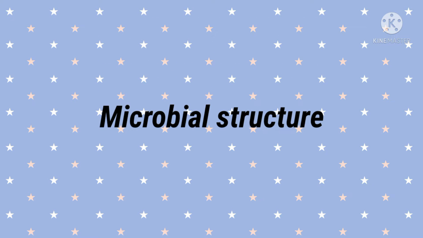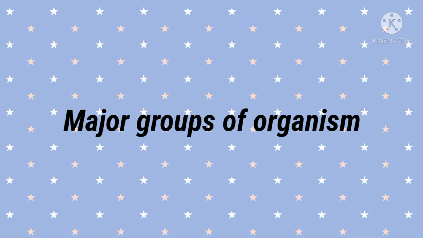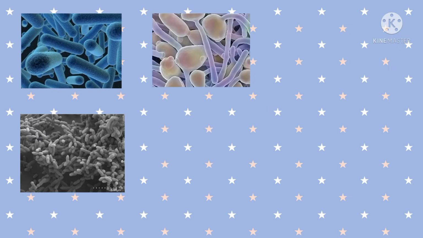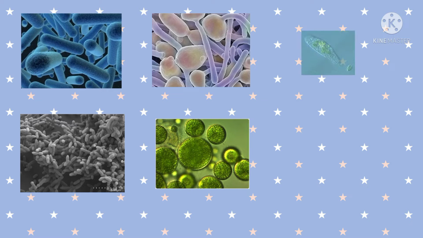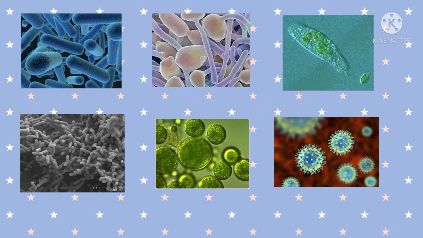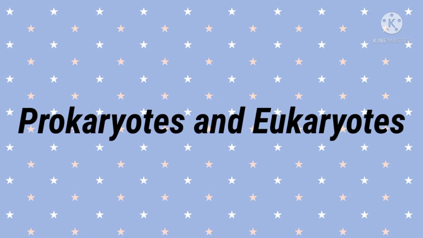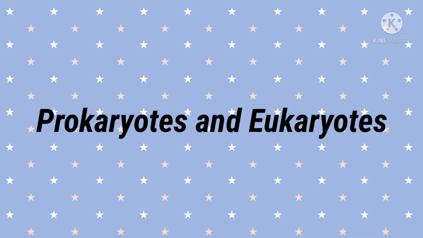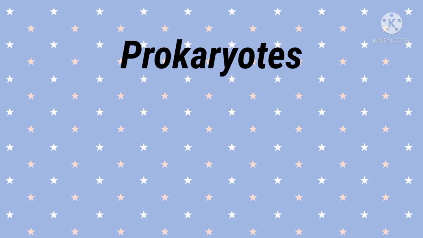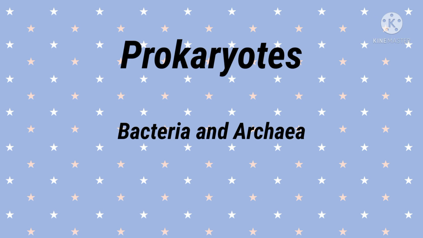Guys, today's video is about the microbial structure. The major groups of microorganisms, namely bacteria, archaea, fungi, algae, protozoa, and viruses, have their own different structures and functions. There are two types of organism, the prokaryotes and eukaryotes. Let's head first to the prokaryotes. The organisms that belong to prokaryotes are the bacteria and the archaea.